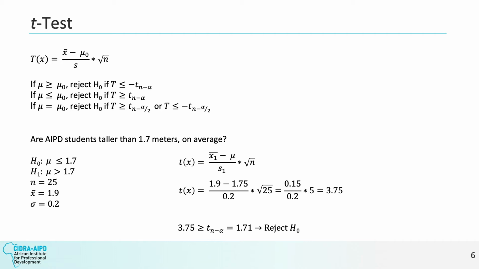Because our t-score of 3.75 is greater than the threshold t-value, we can reject our null hypothesis that AIPD students are not taller than 1.7 meters. Why don't you try determining the p-value for this test on your own?